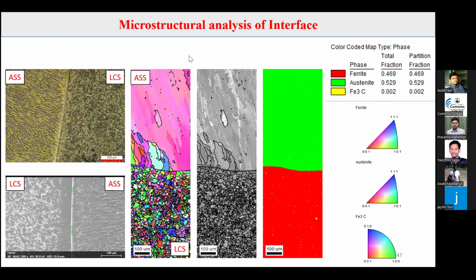Now I have performed the microstructural analysis of the interface. Here you can see the optical micrograph of the interface. This is the SEM micrograph. This is the EBSD analysis, and from this we can conclude the various phases present in the interface.